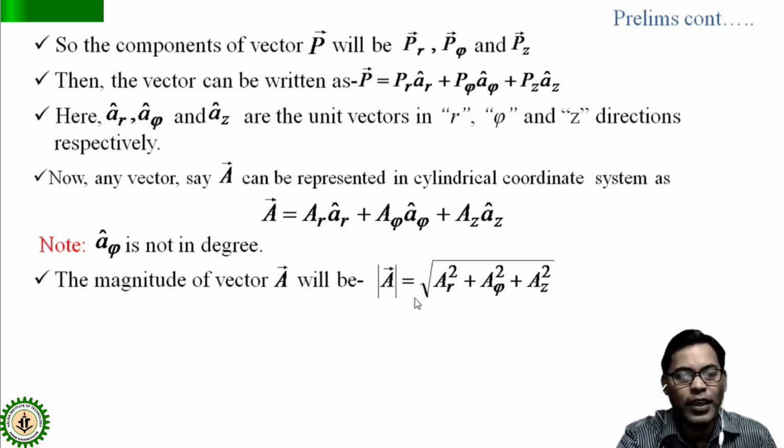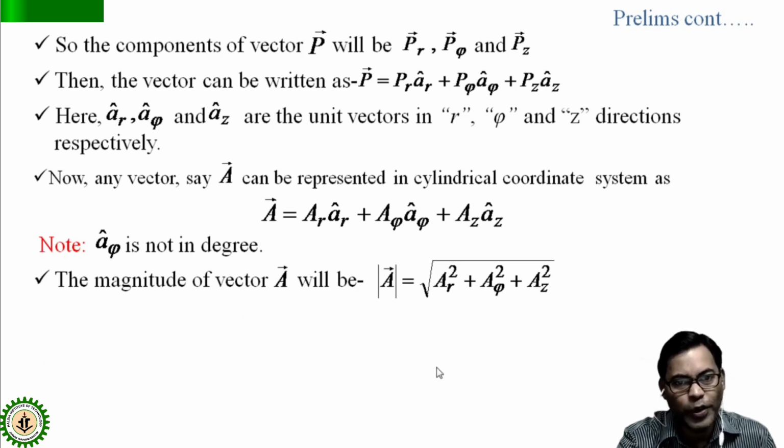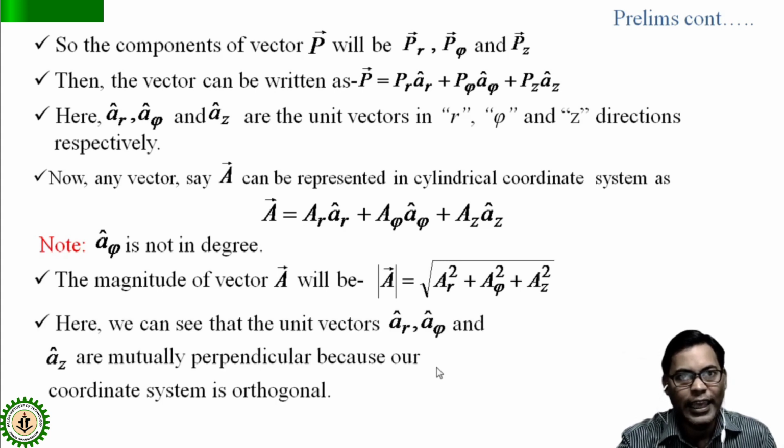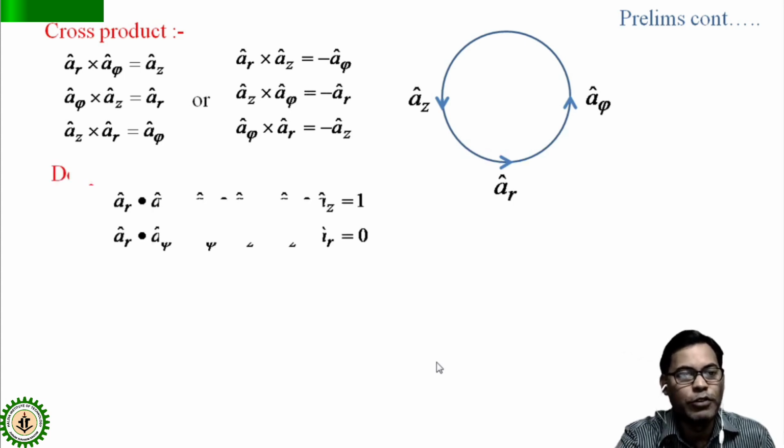Here the mod of A will be equal to root over of A_r square plus A_phi square plus A_z square. Here we can see that the unit vectors a_r, a_phi and a_z are mutually perpendicular because our coordinate system is orthogonal. From the diagram also we can understand that a_r, a_phi and a_z are mutually perpendicular. So now we are going to see the cross product and the dot product of the unit vectors.